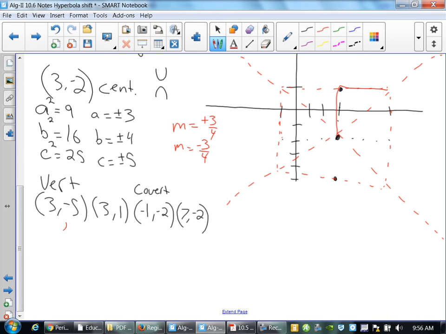Oh, got to get our foci first. It's nice when you have an easy value where you can just walk 5. That's (3, 3) and (3, -7). You're just going vertical, so we're just adding to the y value of the center. So add 5 to this, subtract 5 from that. That's where we get (3, 3) and (3, -7).